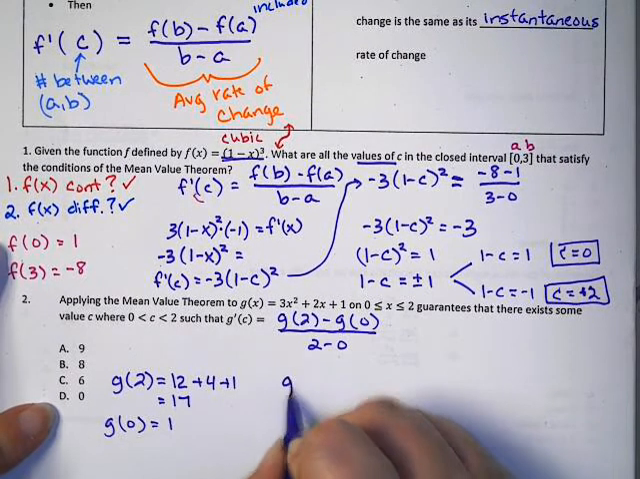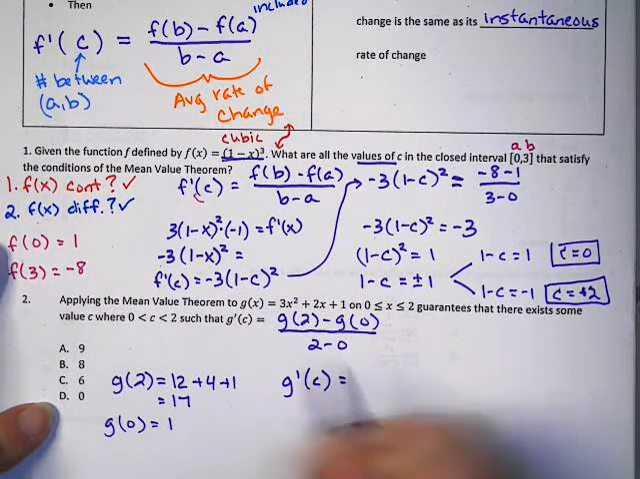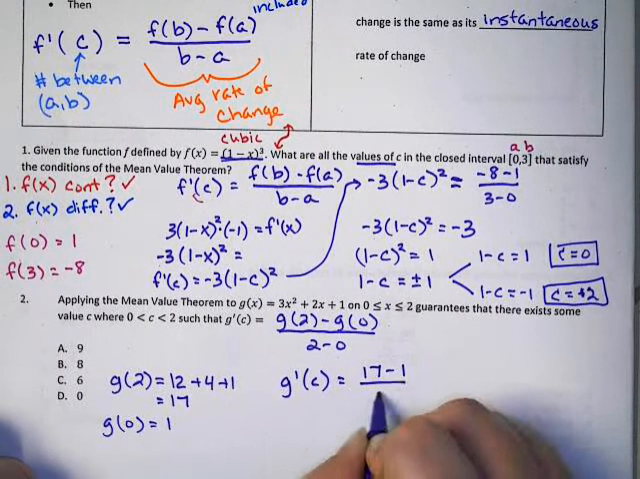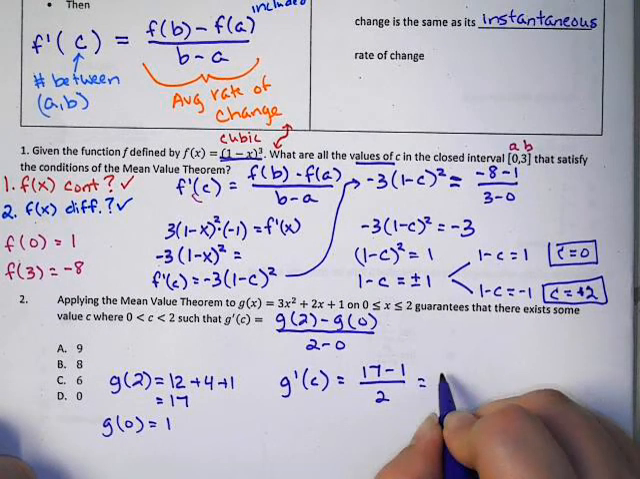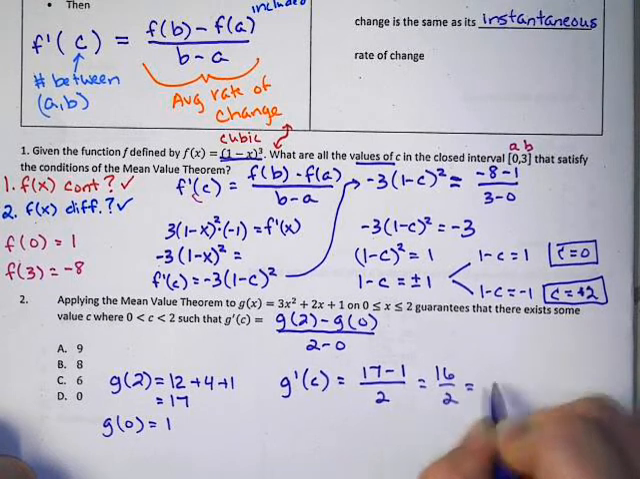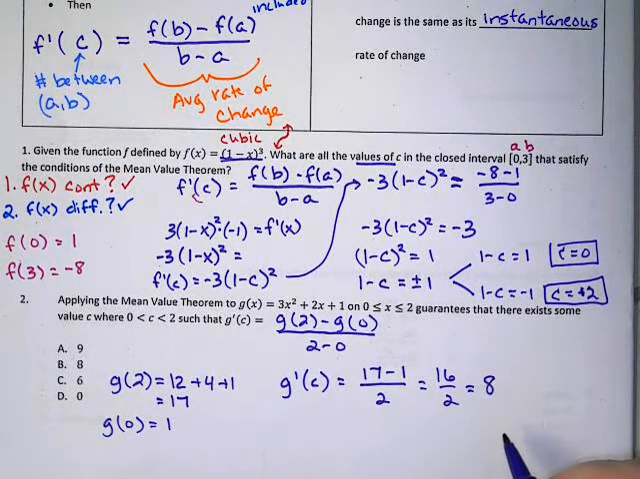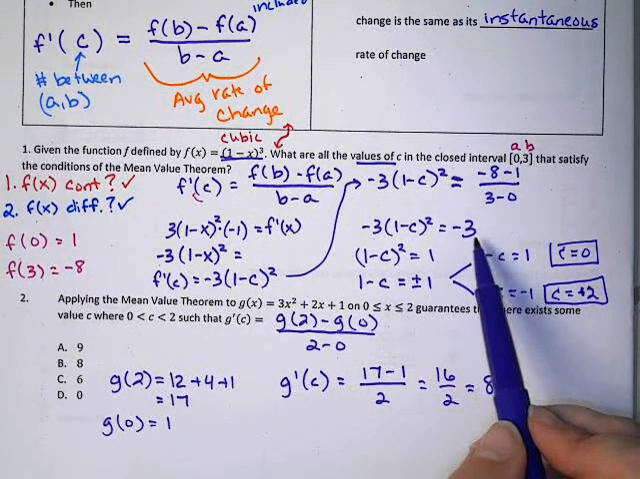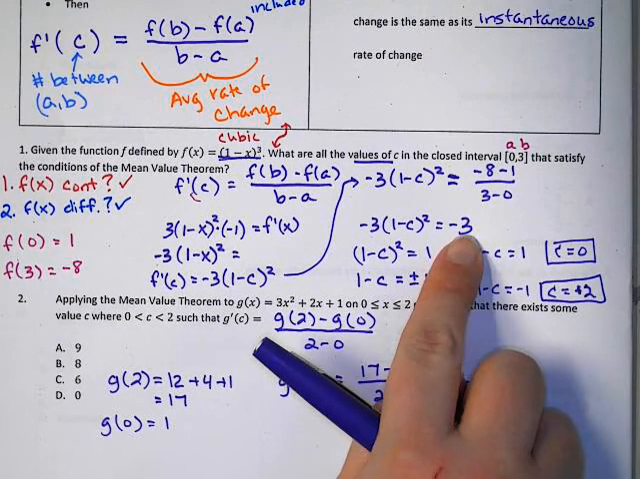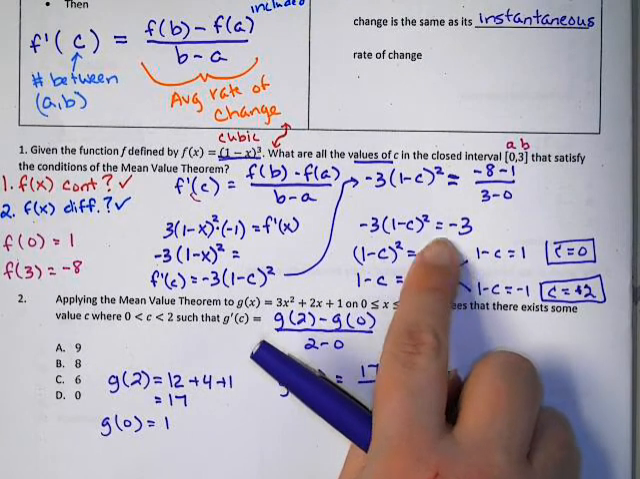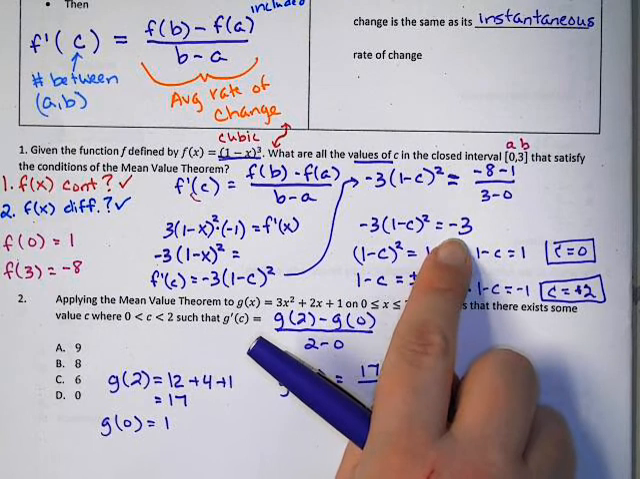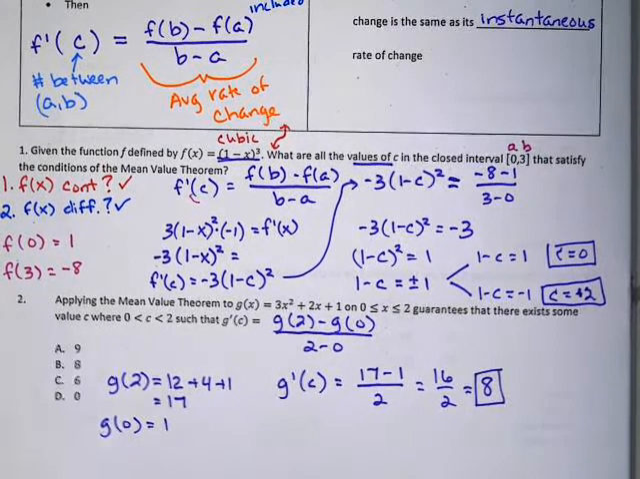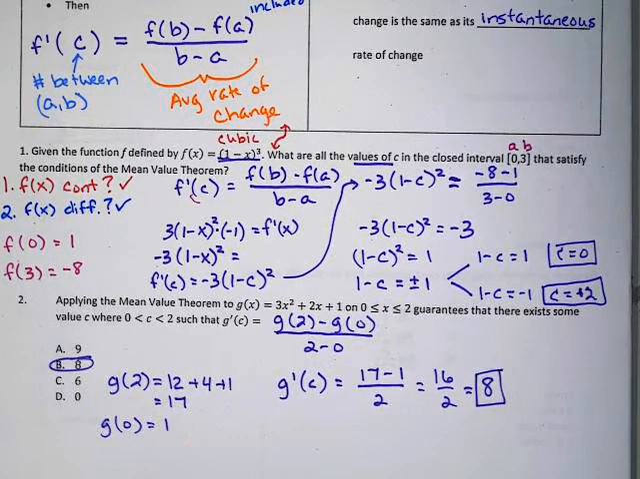All right, so that means that g prime of c has to equal 17 minus 1 over 2. And if I simplify that down, I get that it has to equal 8. So just like this one, where I simplified it down and I got that my average rate of change was negative 3, that's what my instantaneous rate of change had to equal. In this one, I actually solved for c to figure out when does that happen. In this one, it's actually just asking for that slope. So our answer is 8, which is choice B.